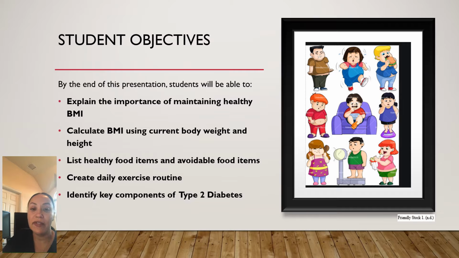Student objectives. By the end of this presentation, students will be able to explain the importance of maintaining a healthy BMI, body mass index. You will be able to calculate your body mass index using your current body weight and your height. And then we would like to list healthy food items and items that we should avoid eating, as well as create a daily exercise routine and identify key components of type 2 diabetes.